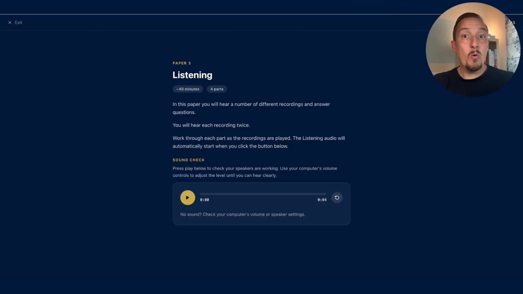So there are 4 parts in the listening paper and it will last for about 40 minutes. You will hear each recording twice. And in the paper-based version of the B2 First exam, you will have 5 minutes at the end of the listening paper to transfer your answers onto the answer sheet. If you're taking the computer-based version, you will have 2 minutes at the end of the listening paper to check your answers.